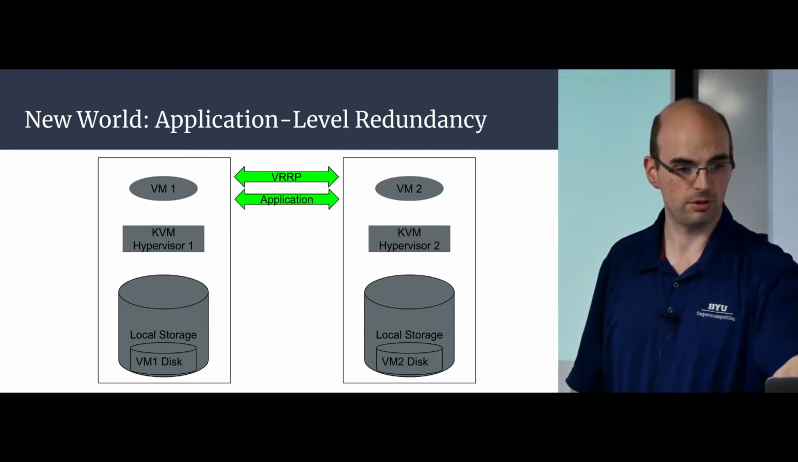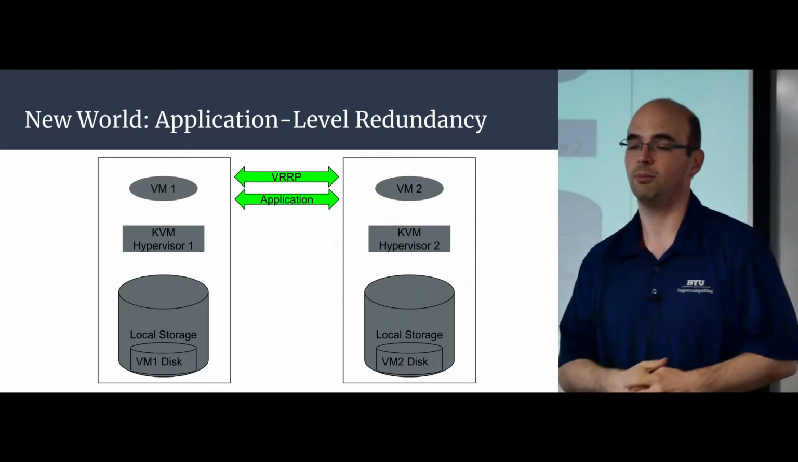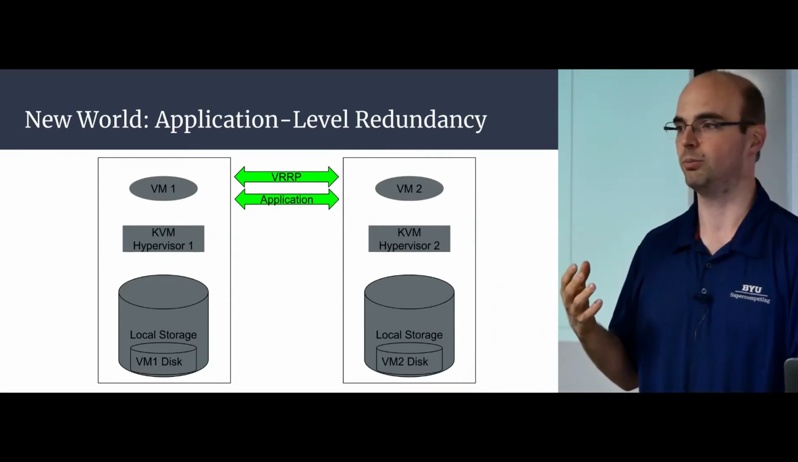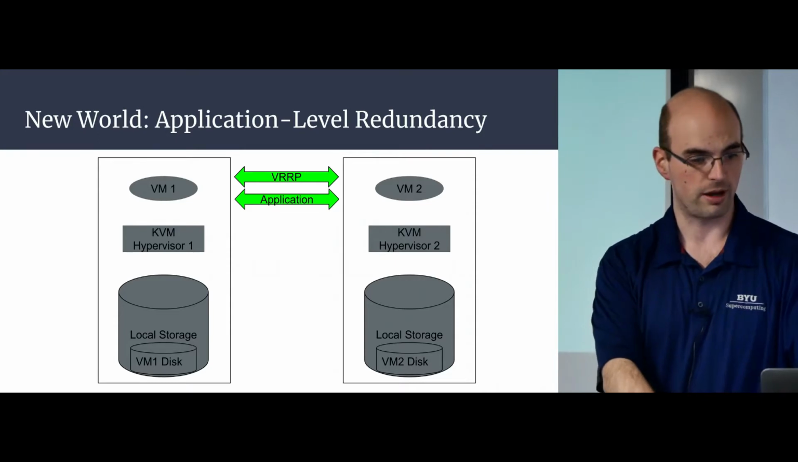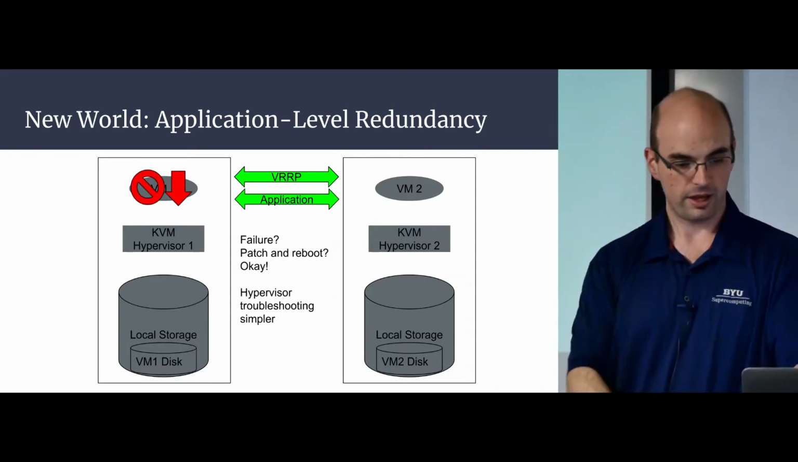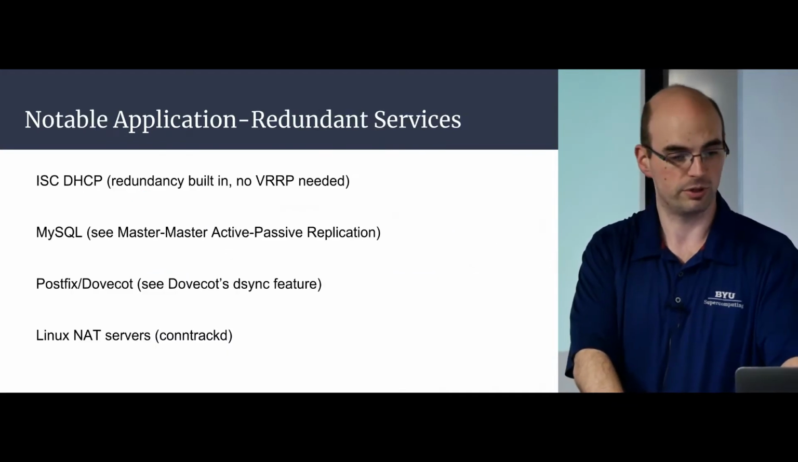We achieved that through a couple of things. The VRRP protocol we'll get into, it stands for Virtual Router Redundancy Protocol, but it can apply to a number of things, not just network routing. So failure or patch and reboot doesn't matter, because the other virtual machine or the other host can take over. It's really pretty straightforward.